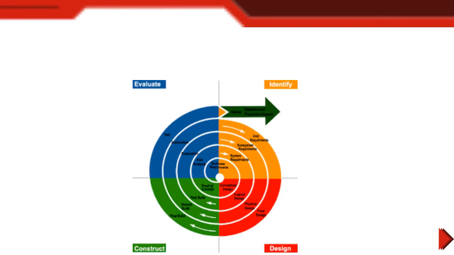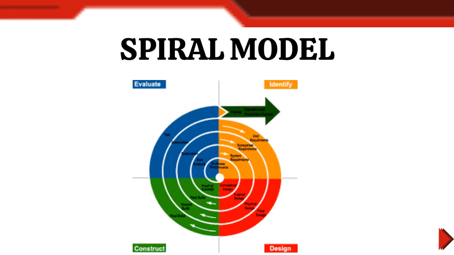In our previous video, we learned about the waterfall model, a simple step-by-step development approach. Today, we are going to explore another important SDLC model, the spiral model. The spiral model is unique because it focuses on risk management and combines the features of both the waterfall model and iterative development.